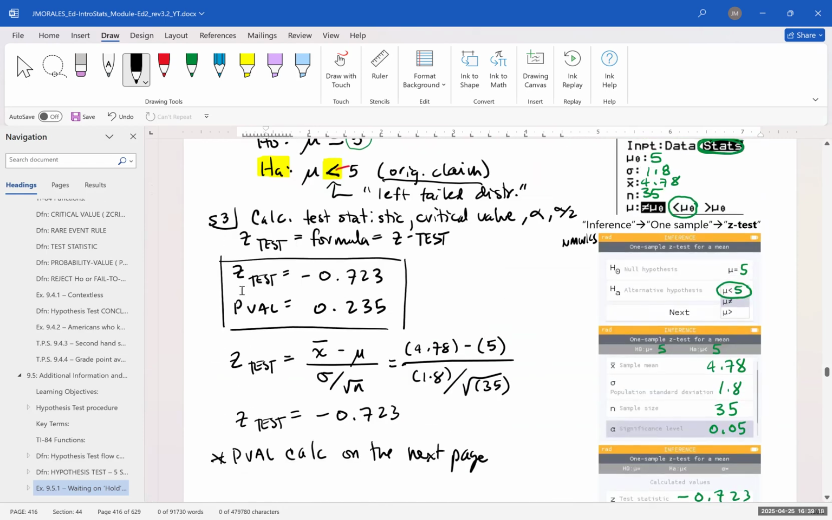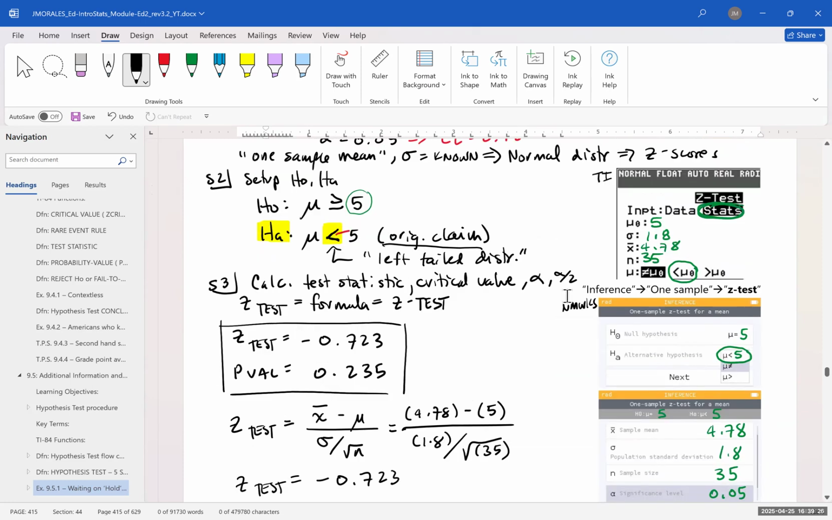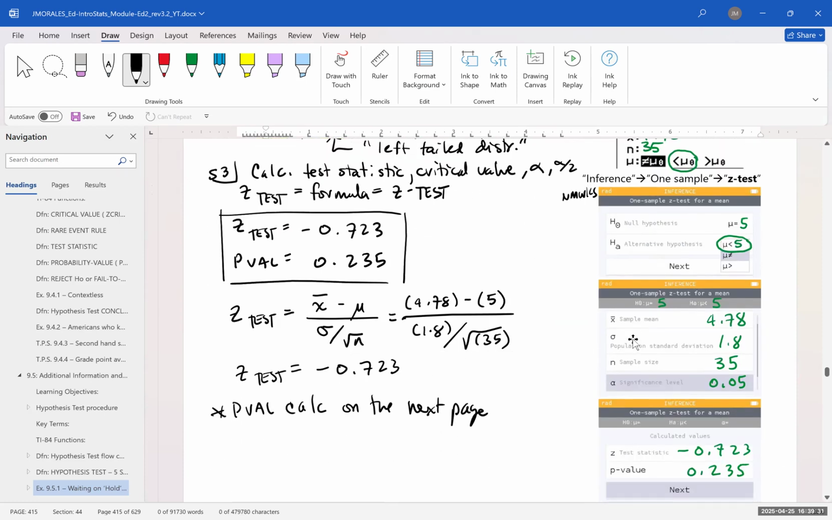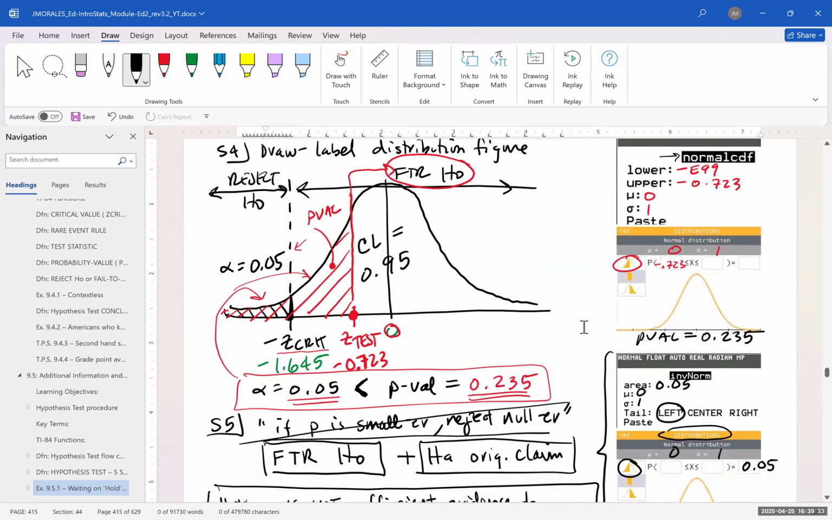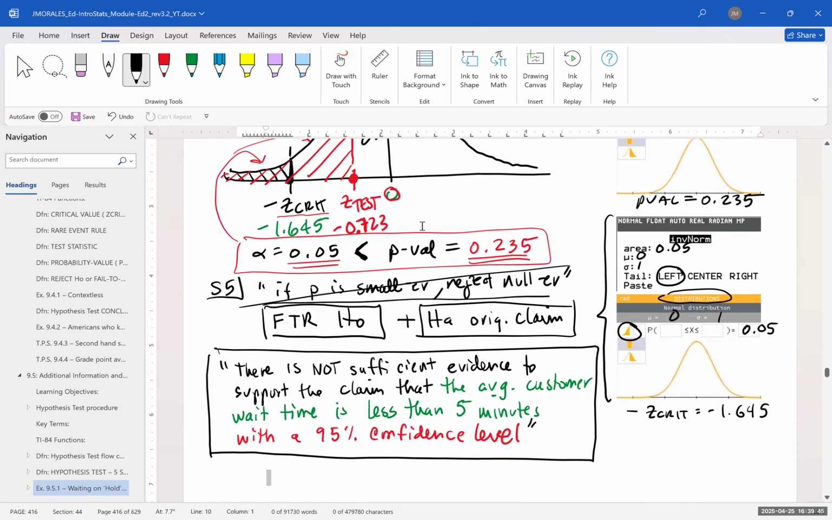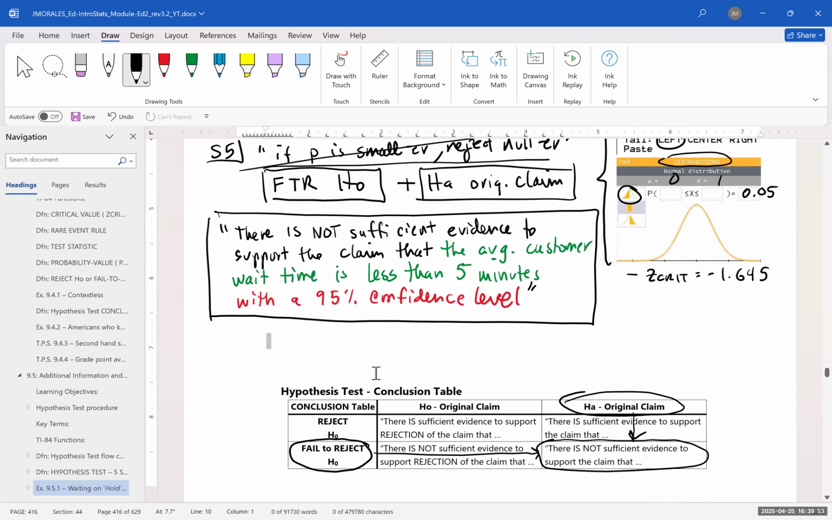We need to calculate the test statistic from our sample data and the p-value from our sample data. And we can use the calculator function to do that for us. And then once we sketch this distribution, we can lay it all out here so that we can visually see whether we're going to reject or fail to reject the null. And then we couple failing to reject or rejecting with our original claim in order to write our conclusion at the end.